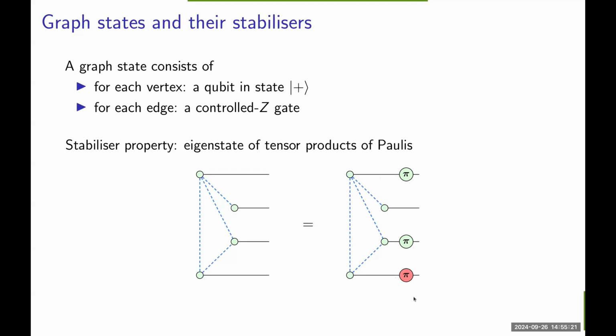So in this way, we can see that our graph state is indeed an eigenstate of this particular tensor product of Paulis, and there are others as well. And it's these tensor products of Paulis that stabilize the graph state that we use to correct measurement outcomes that we didn't like.